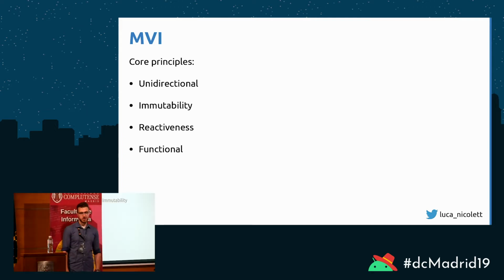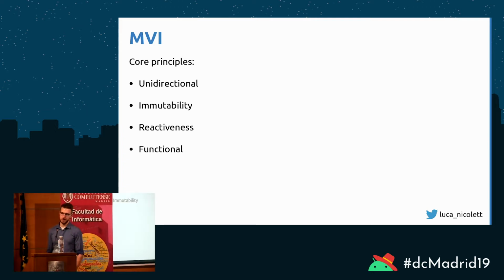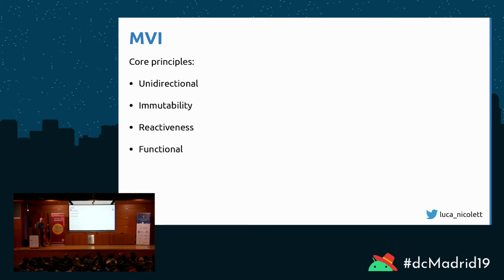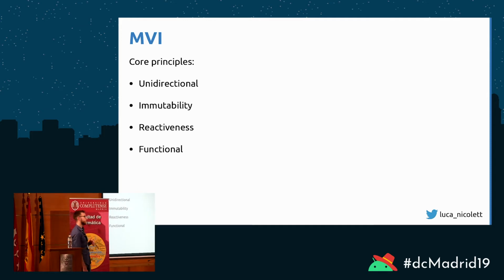It's immutable, so the state never changes. If you need to update the model of your application, you need to generate a new instance of the state. And it's reactive. By reactive, I mean that it takes into consideration user input, and the user inputs are part of the pattern. And it's functional. It's based on functions, and everything in MVI should be represented by a function. Those functions are pure, so with the same input, we should always receive the same output.